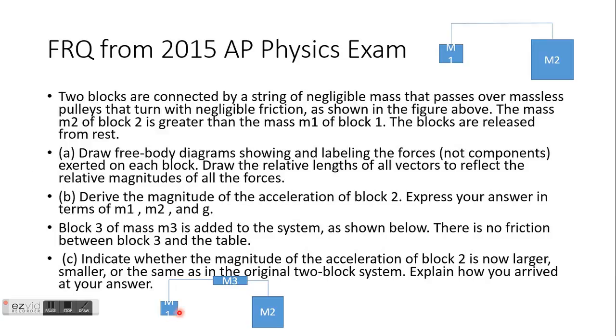And then block 3 is added to the system as shown below. There is no friction between block 3 and the table. They want you to indicate whether the magnitude of the acceleration of block 2 is now larger, smaller, or the same as in the original two-block system, and explain how you arrived at your answer. So pause the video, start working through it now. I'm going to give you guys a few seconds.